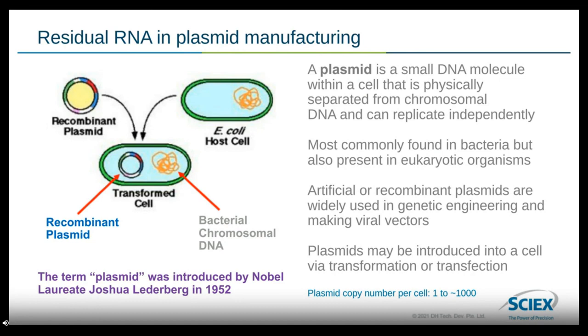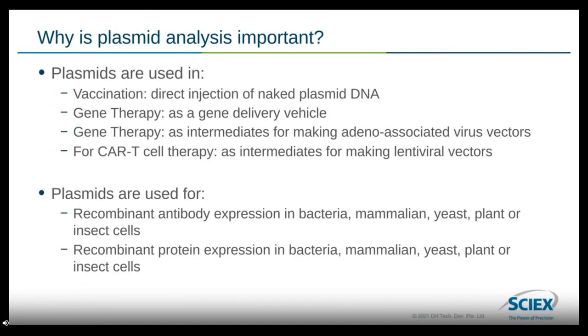Plasmids really are incredibly important by themselves. Now, how important? Well, really incredibly important to our therapeutics. They can be used by themselves as vaccines. They can be used as a gene delivery vehicle. They can be used to make process intermediates for our viral vectors, such as AAVs and lentiviruses. Truly important.